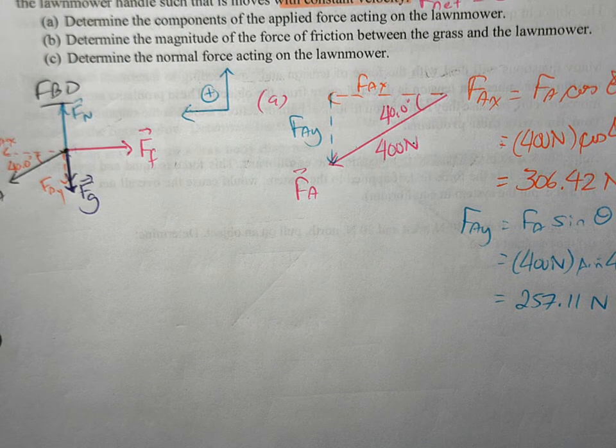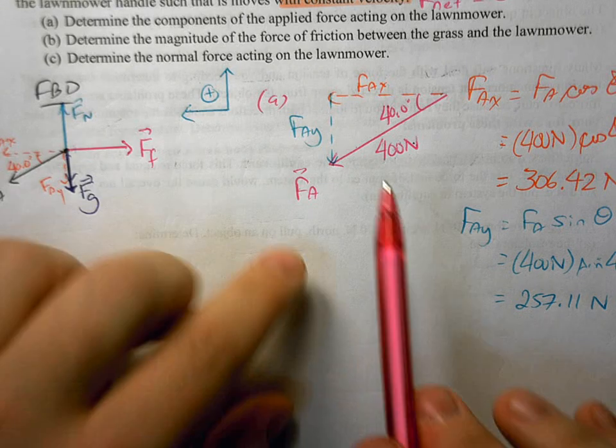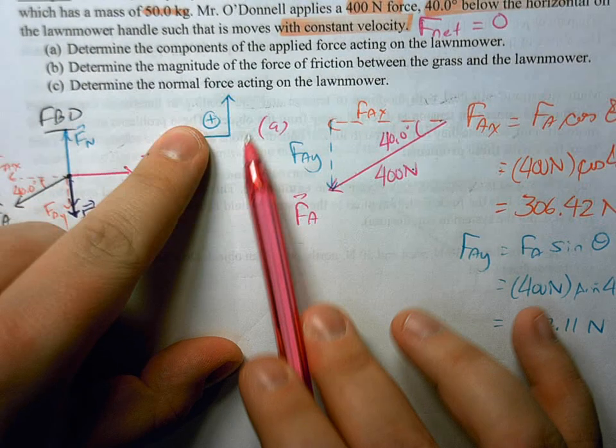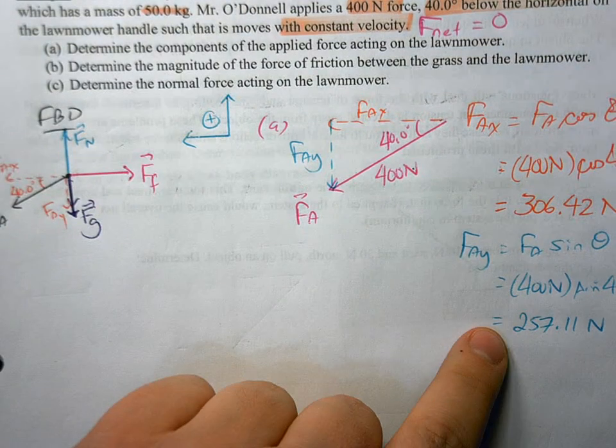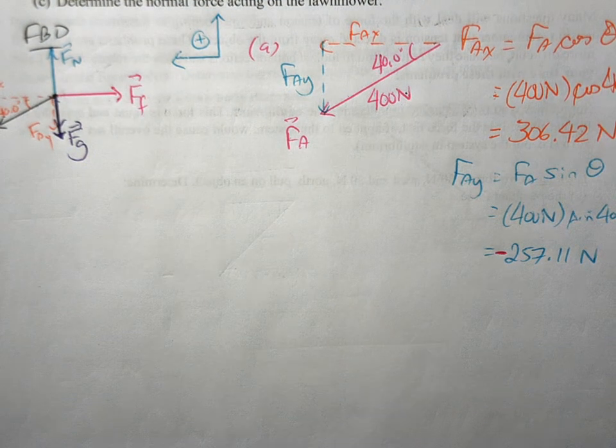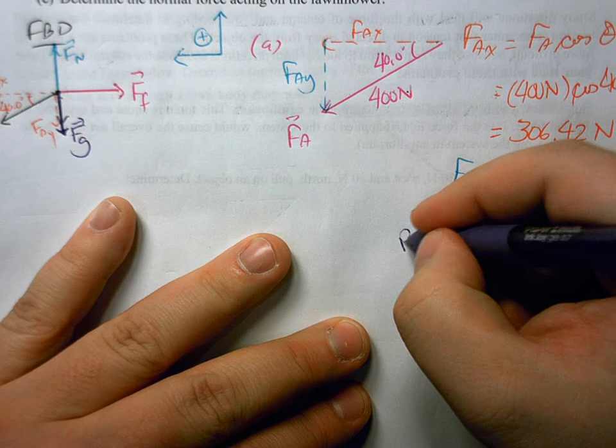Just like when we did stuff in kinematics though, we've got to watch our signs on our components. So FAY, its component is pointing down, but I've called up positive. I have to put a negative on FAY because it points down. And that's really important.